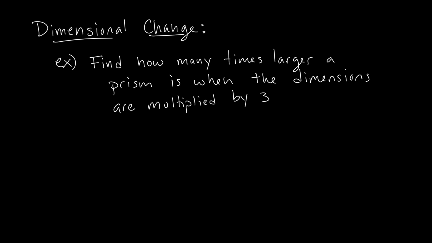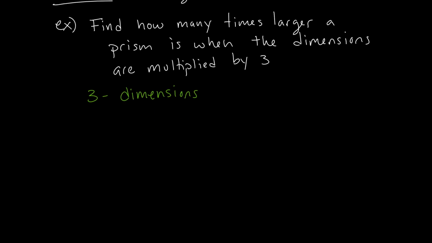How many dimensions does a prism have? 3 dimensions. So it's a 3-dimensional shape, meaning that we are going to be changing all 3 dimensions. How much are we increasing those dimensions by? 3. So in each one of those slots that I just drew, you need to put a 3. Could you also, since you know it's a 3D shape, just do 3 times 3? No, that wouldn't work. So it's 3 dimensions being increased by 3 times.